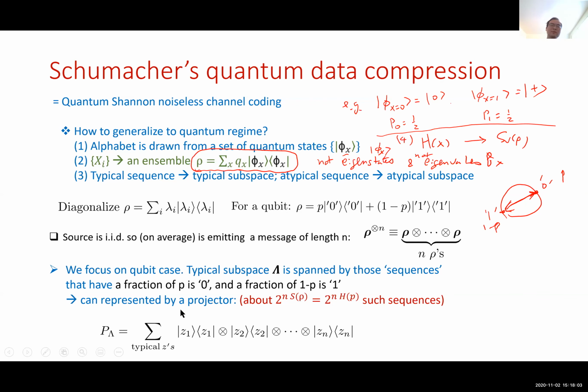Okay. So I don't necessarily want to define typical sequences because these are just in this basis, but I want to define a subspace. Okay. And you can also think that there are 2 to the n times S such sequences. Well, this is the dimension of that. Okay, that's the dimension. Maybe I should say this is the dimension of the subspace.